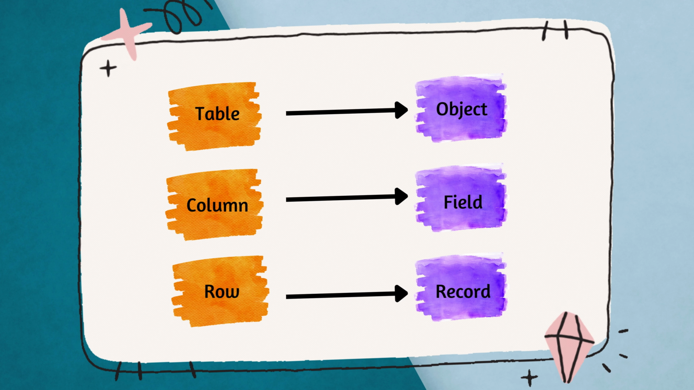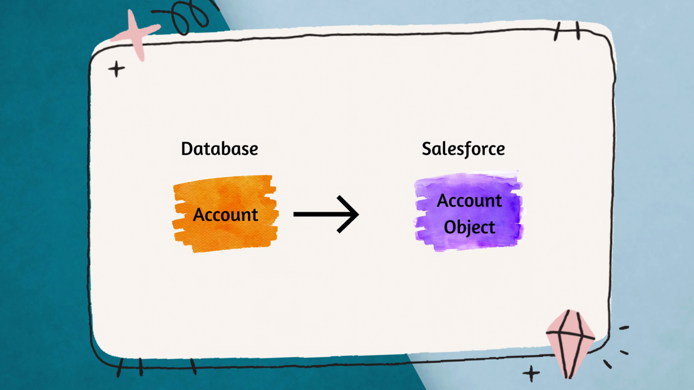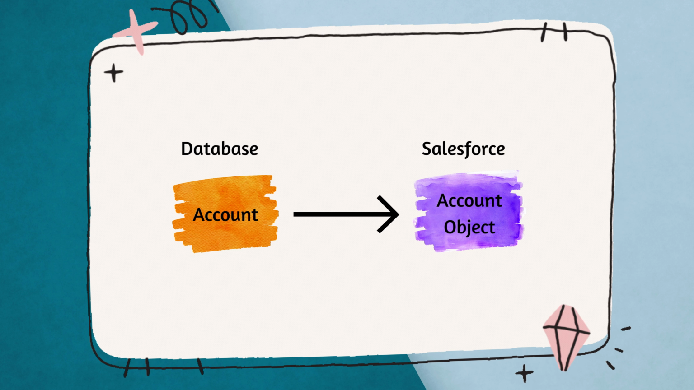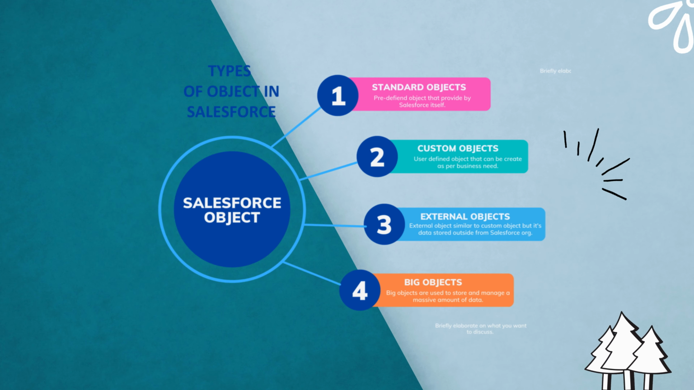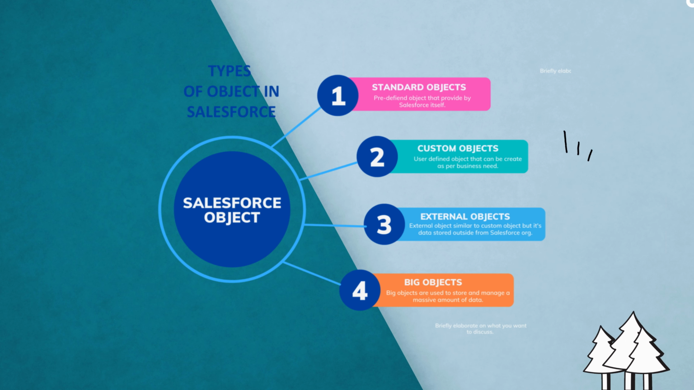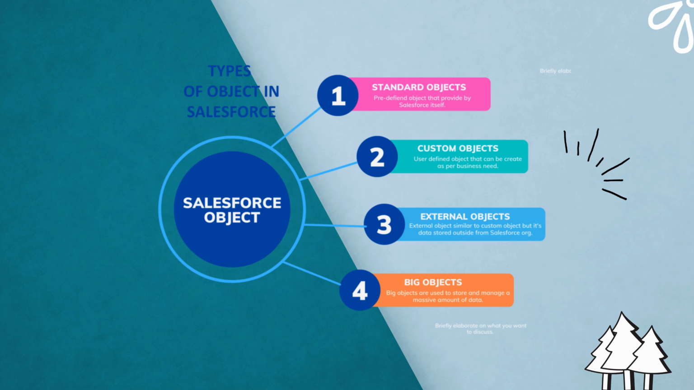For instance, an account in a database translates to an account object in Salesforce, complete with its respective fields and records. Salesforce supports various object types: standard, custom, external, platform events, and big objects. Our focus is on the two most prevalent types, standard and custom objects.